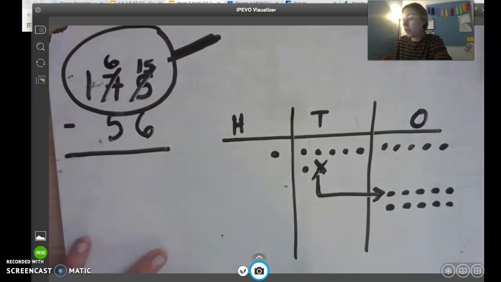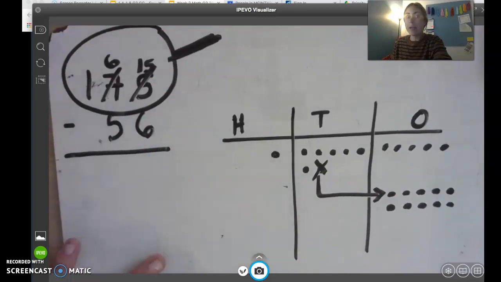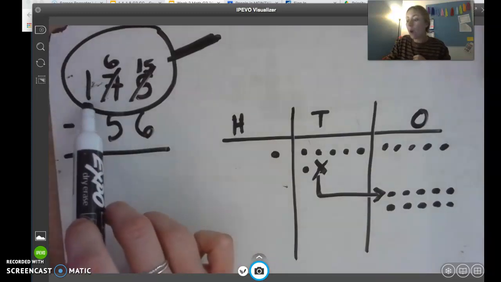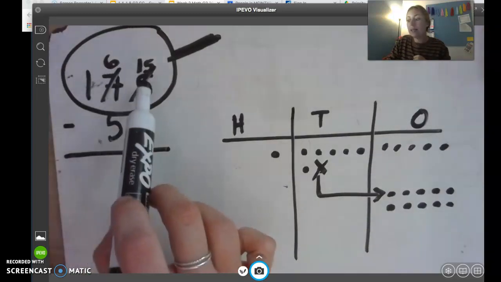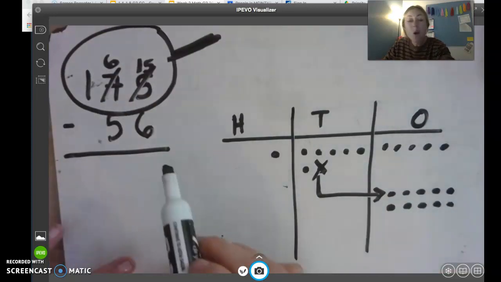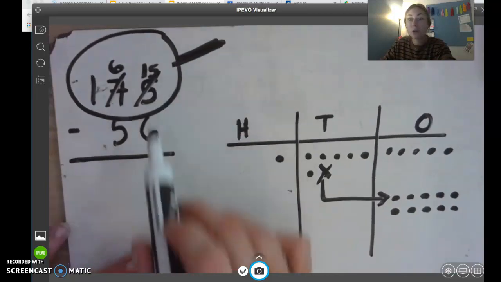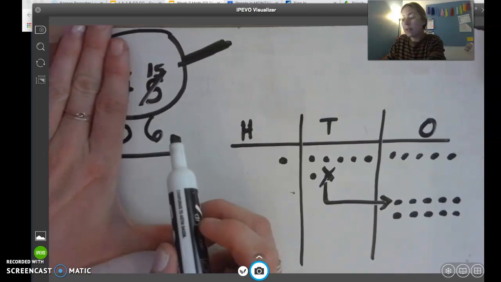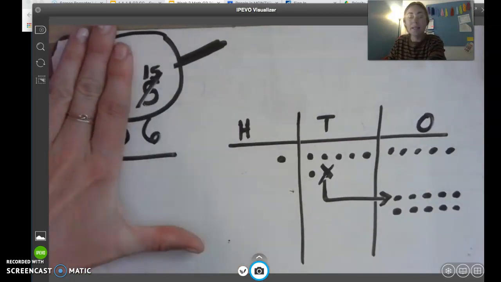So I'm doing 2 things here. I'm unbundling or decomposing, and I'm changing my big whole over here to match. Now I can take away 56 from 100, 6 tens, and 15 ones. You can do it over here, or you can just come over to your vertical problem and do it from here. So I'm going to start with my ones, and I have 15 minus 6.